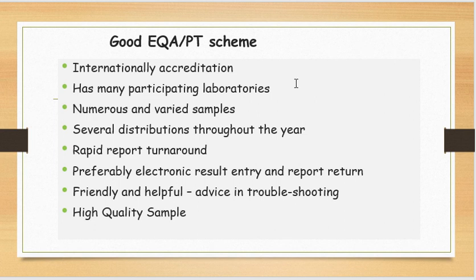This will create a large user database and increase confidence in statistical values, such as, actually, we need a minimum of 20 participants. So a high level of participation means peer group numbers are maximized, ensuring availability of data for a wide range of instruments and methods. Numerous and varied samples, meaning that the EQA scheme is able to provide numerous tests and samples.